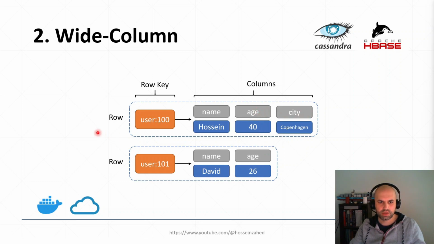These databases are schema free, which means that each row can define its own column types, and the number of columns shouldn't necessarily be equal between rows. Two popular options here are Cassandra and Apache HBase.